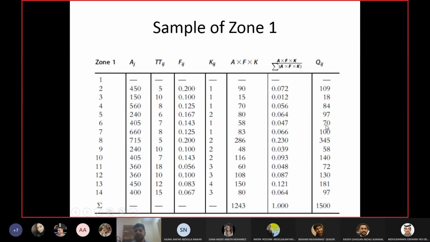And then the final answer is the total number of trips produced from zone 1 multiplied by this second to last column, this column. The total number of trips produced from zone 1, because you are calculating the number of trips for zone 1. If it was for zone 2, then you would multiply with the total number of trips coming out of zone 2, and so on and so forth. As per this calculation, they have taken the total number of trips to be 1500. So 1500 multiplied by 0.072.